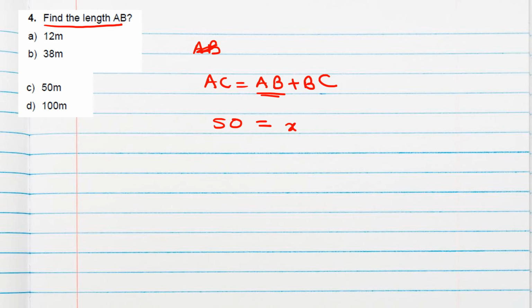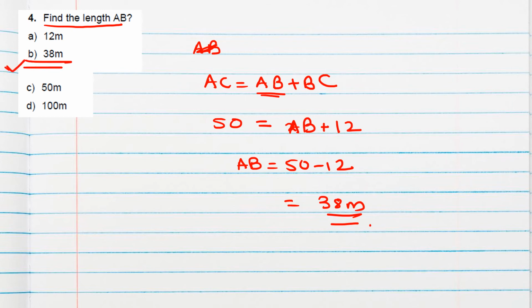Next question, find the length AB. See, AC is AB plus BC, right? In the figure, if you see, AB is the length of the pond. AC we got already, 50. AB I supposed as X. BC 12 was given. So AB will be 50 minus 12, which is 38 meter. So answer B will be the correct option.